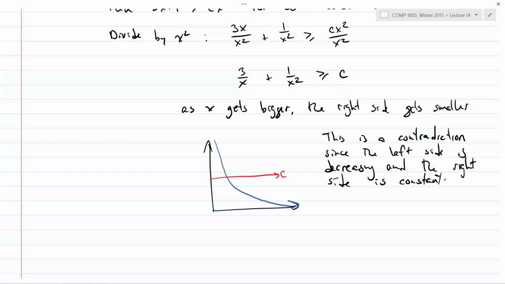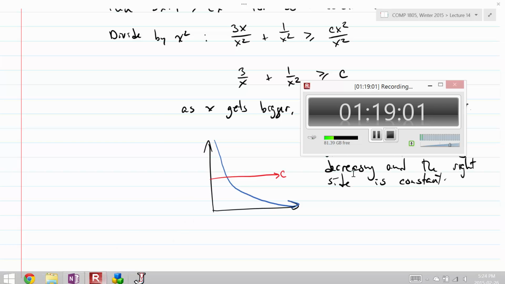So there's also a k value involved in big omega, right?